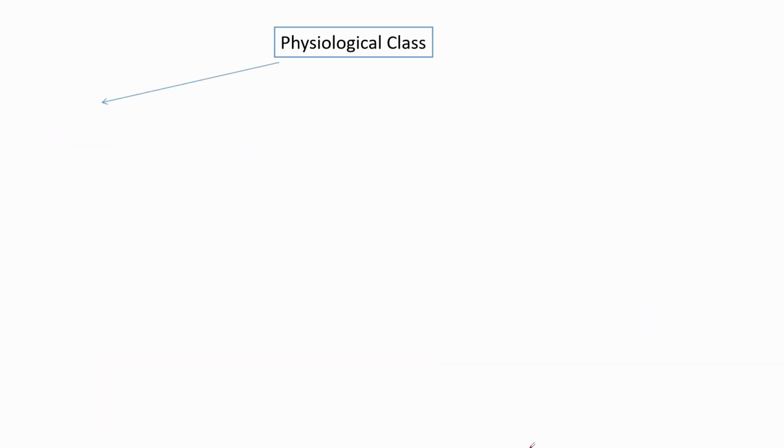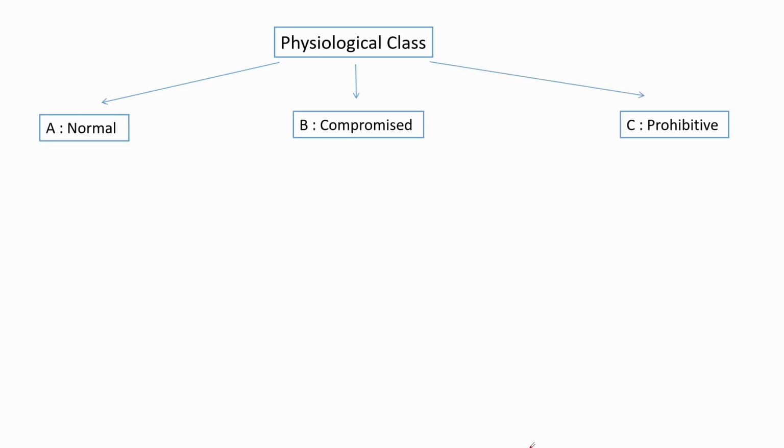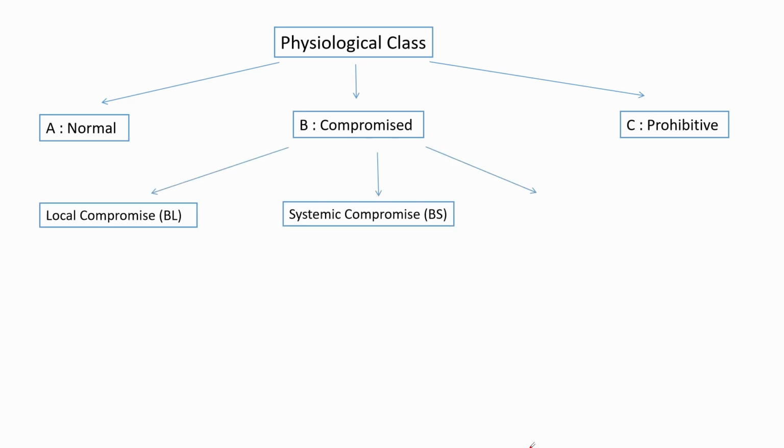Coming to the physiological class, there are three types: normal, compromised, and prohibitive. Normal is the normal host. Compromised host can be locally compromised, systemically compromised, or both.